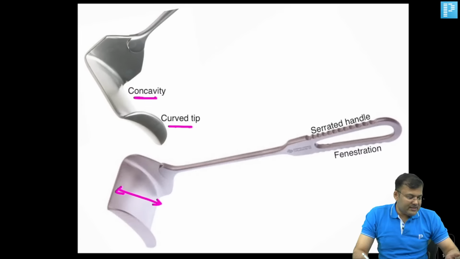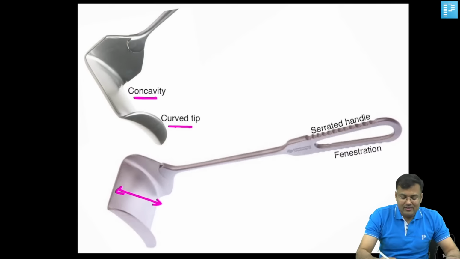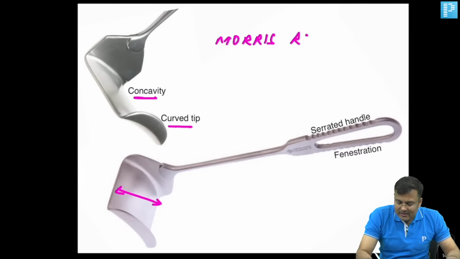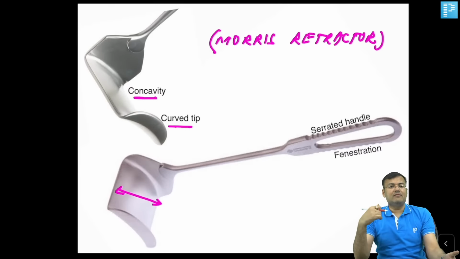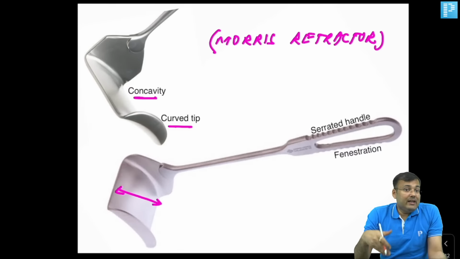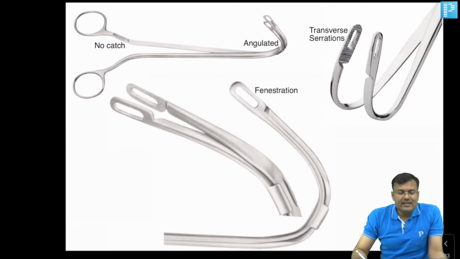Let me see who is going to reply this. What is the name? Very good. This is Morris retractor. It has a wider blade. There is concavity for more space and there is a curved tip. A NEET PG question. This is Morris retractor.